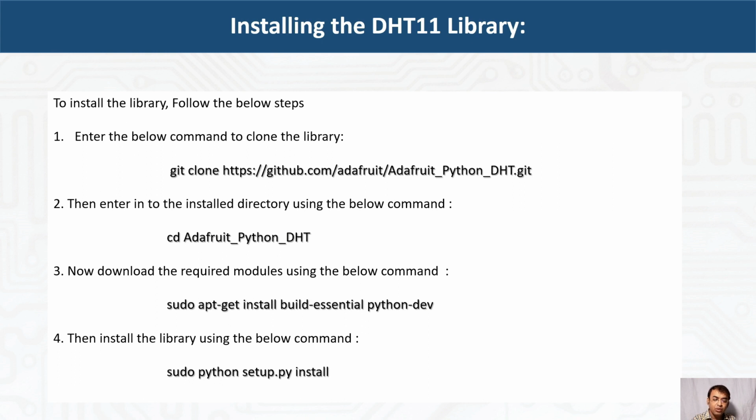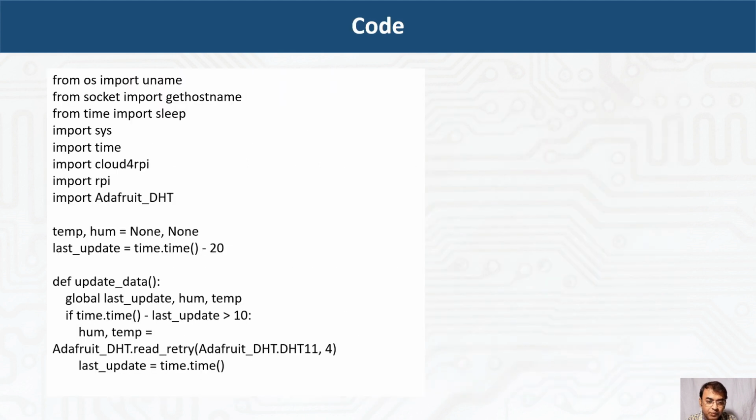Guys, already I told you. So guys, you can see the commands. You can type these commands in your Raspberry Pi to install the DHT11 library, or you can say the Adafruit library. This is the code. I'll explain the code.